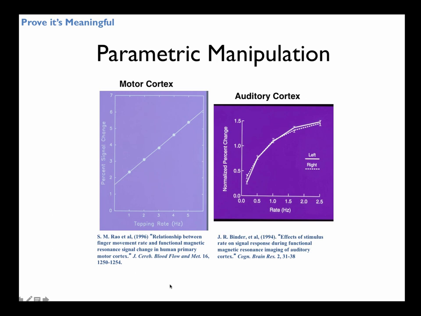So what else did people do? Well, the first thing they did was try to parametrically manipulate the activation. So early studies were looking at motor cortex with different finger tapping rates, and they showed, oh, look, it goes up in proportion to finger tapping rate. I mean, this is an interesting published study, but it's actually suspiciously linear.